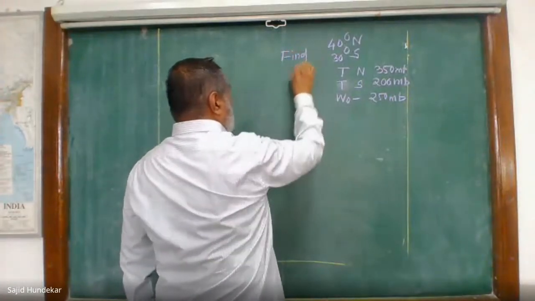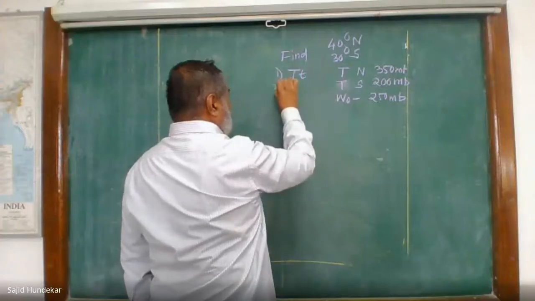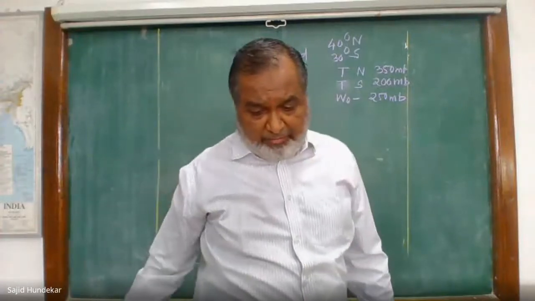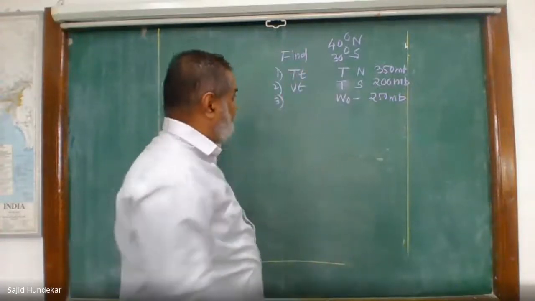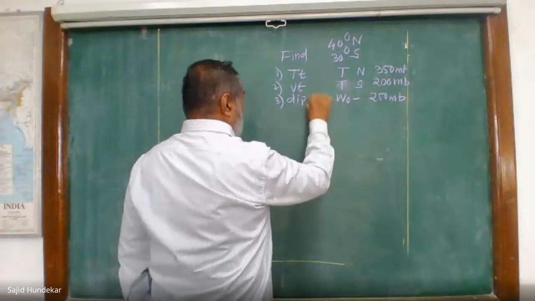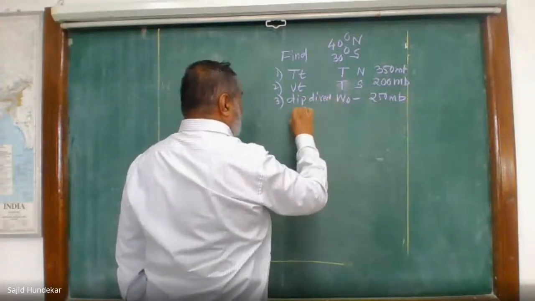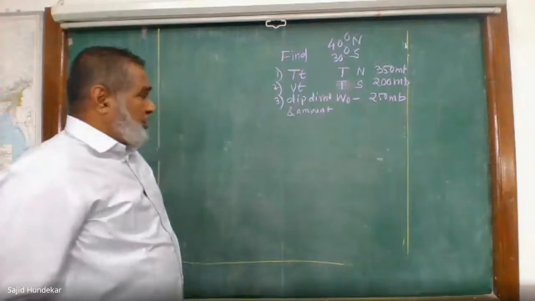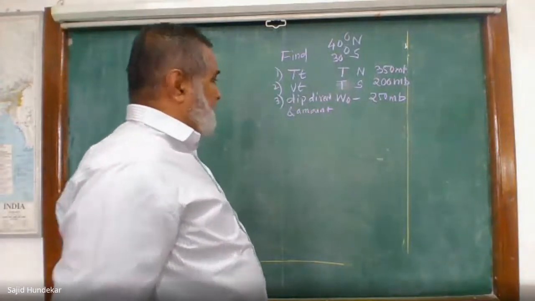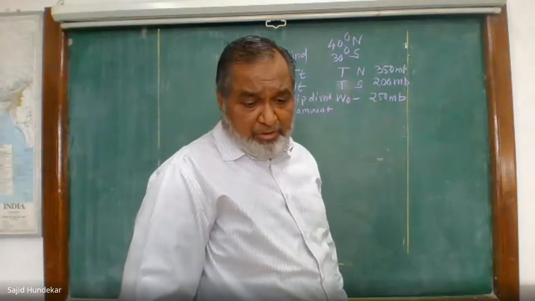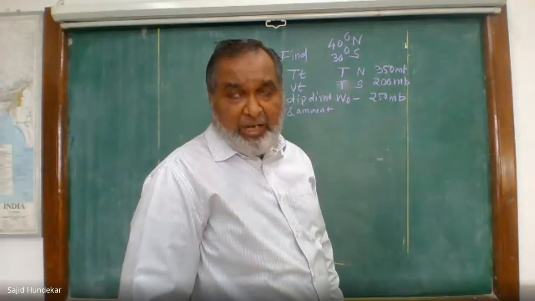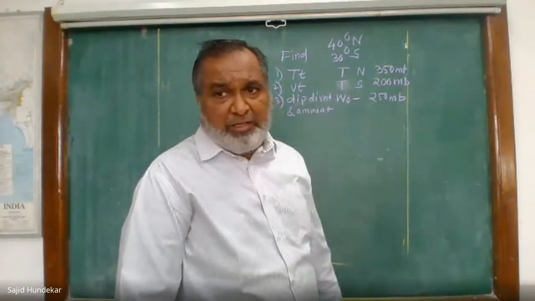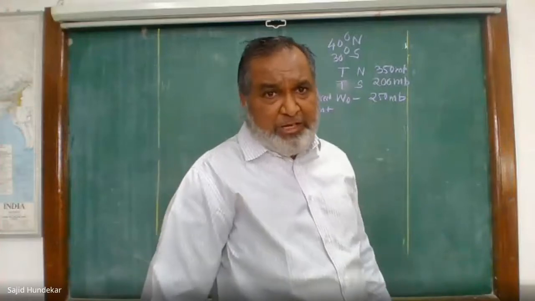Now find first the true thickness, second the vertical thickness, and the third one the dip direction and dip amount. So you have to find out true thickness, vertical thickness, dip direction and dip amount. The scale as usual, 1 centimeter is equal to 100 meters. I'll read out the problem and then we'll go for the construction, and you also solve simultaneously with me.